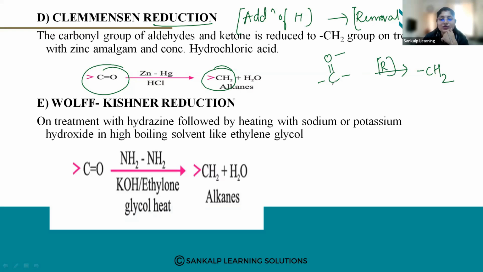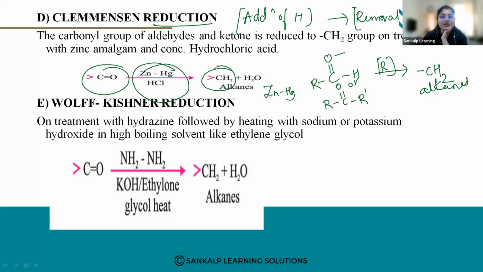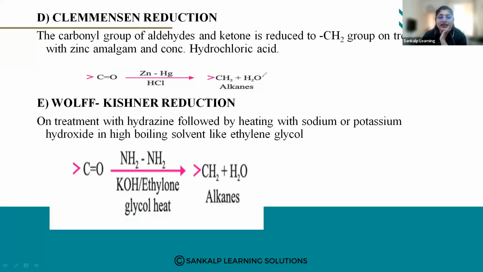So we are reducing the carbonyl group of an aldehyde. Either you can take an aldehydic group or a ketonic group. It is reduced to CH2, that is, it is reduced to alkanes. How is it reduced? For Clemmensen reduction, you need to remember the reagent. We are taking zinc amalgam and concentrated HCl. Zinc amalgam means ZnHg, in the presence of concentrated hydrochloric acid. It gives you alkanes and water molecules.